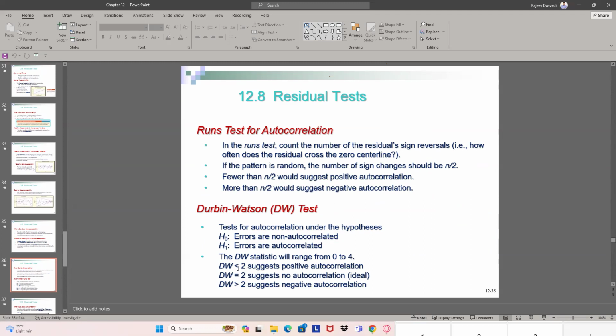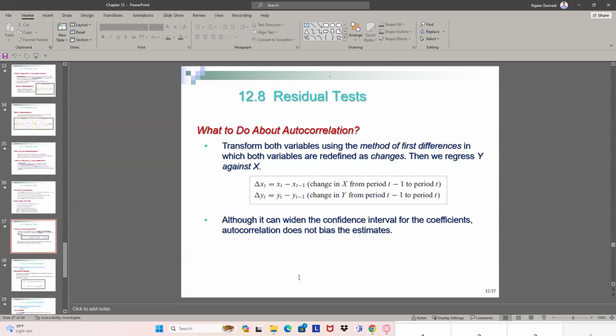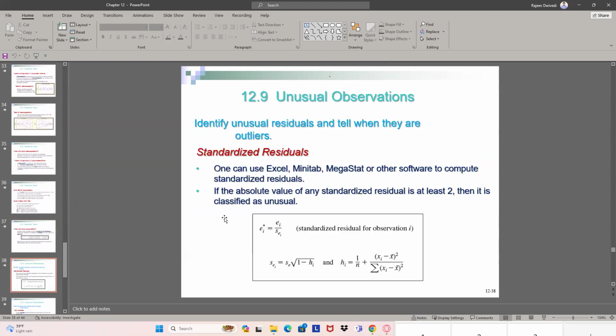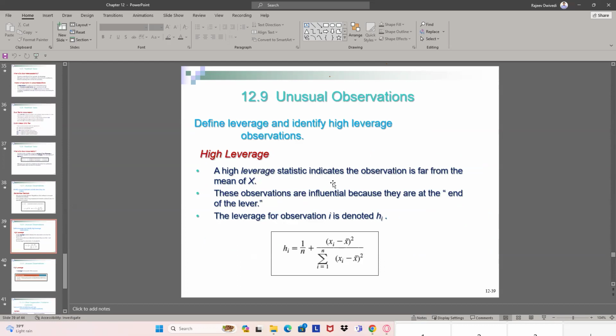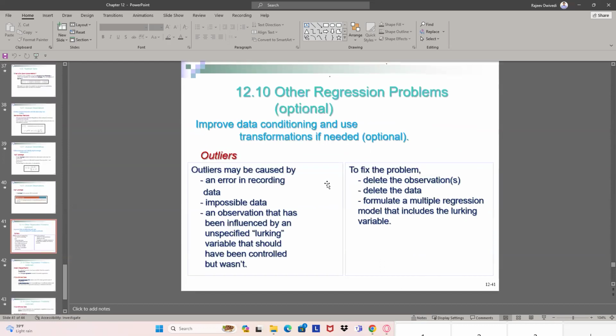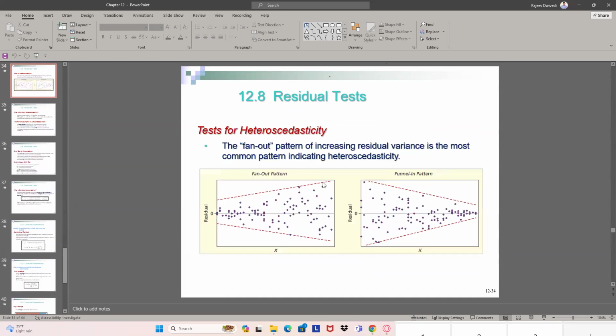So if the DW value is less than 2, these are the interpretations, and the residual test as well. Let me show you one by one what we are going to do. These things we will cover more in the next module, which is multiple regression.